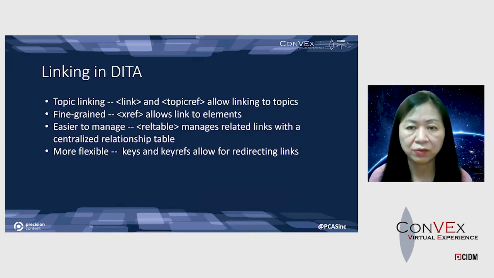Linking in data has evolved and become better over the years. First, we have link and topic wrap to link topics together. Then we have cross-reference, being able to link smaller chunk of content. It's able to link to elements. Linking in data becomes more precise. And then we have relationship table. It takes related links out of content and place them in table in data map so that they can all be managed in one place. And then we have key and key wrap to introduce the mechanism of indirect linking, where redirect linking becomes much easier. We can redirect links without changing content itself.